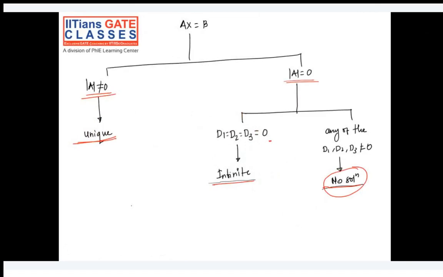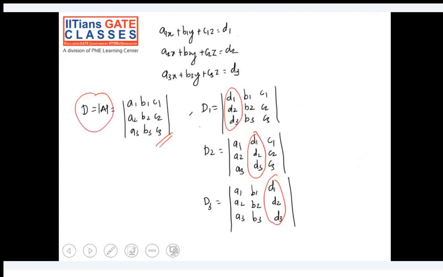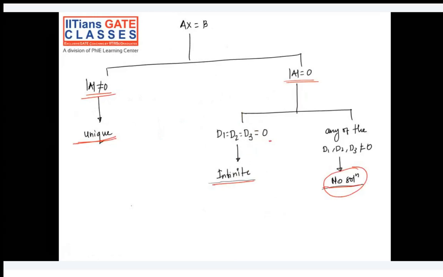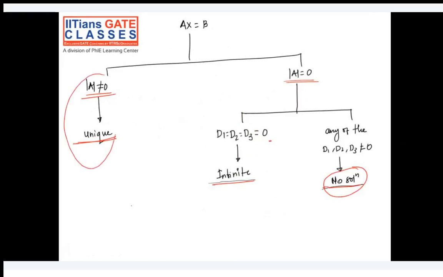But yeah, if you think this is a little complicated, how many times do you have to calculate the determinant? You have to calculate the determinant once. If it is non-zero, you are lucky. You can directly say unique solution. But let's say unluckily you get a difficult question. Determinant is non-zero. Fine. Then you have to again calculate D1, D2, and D3.